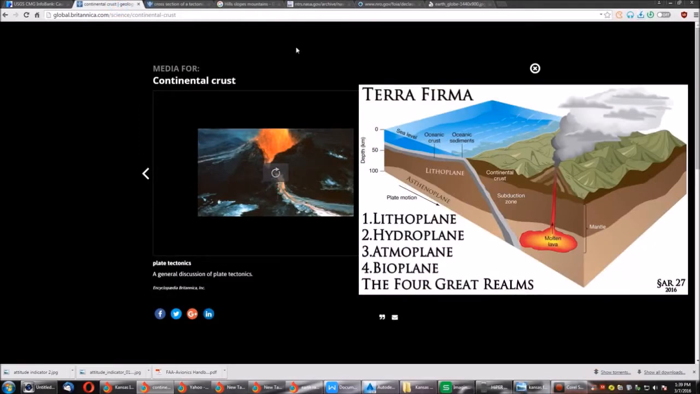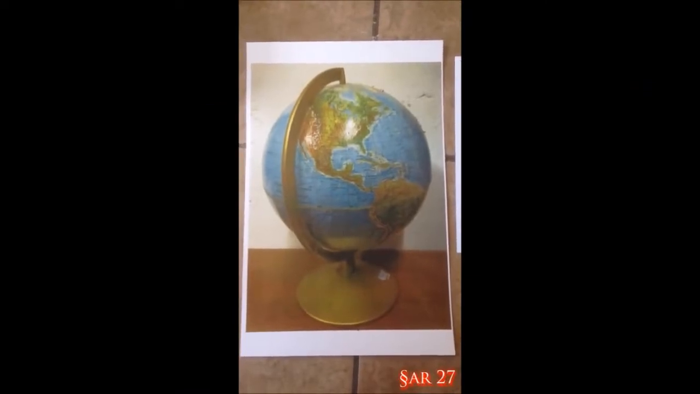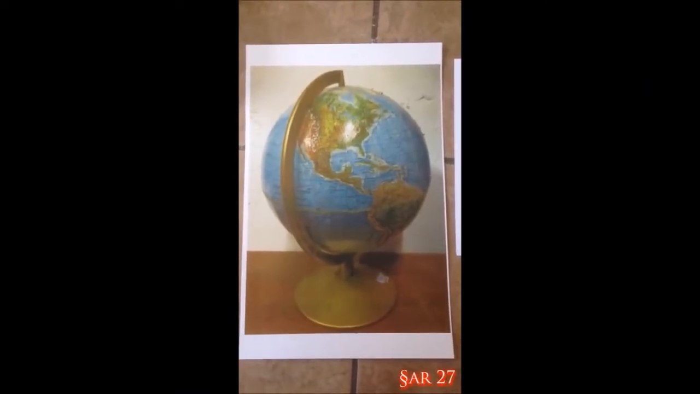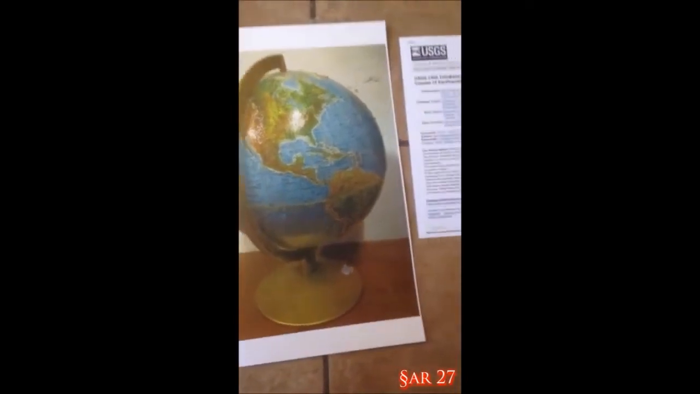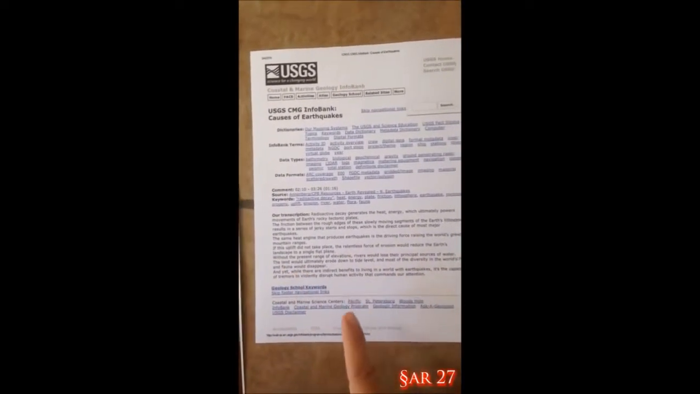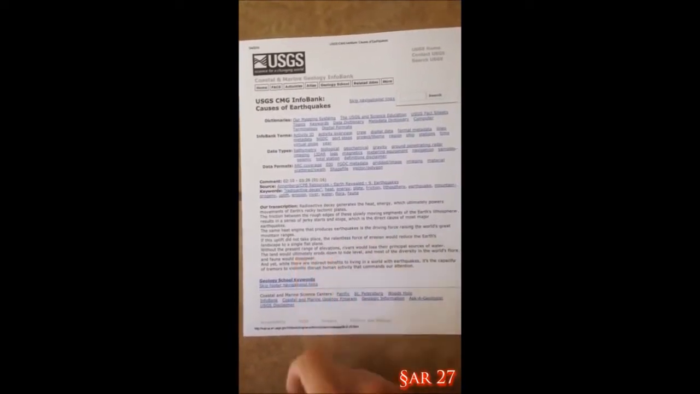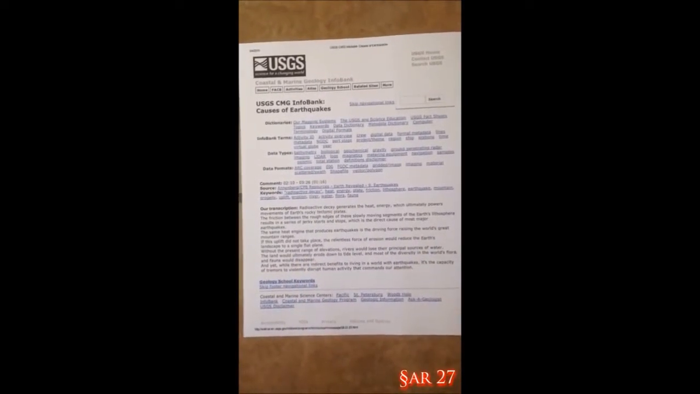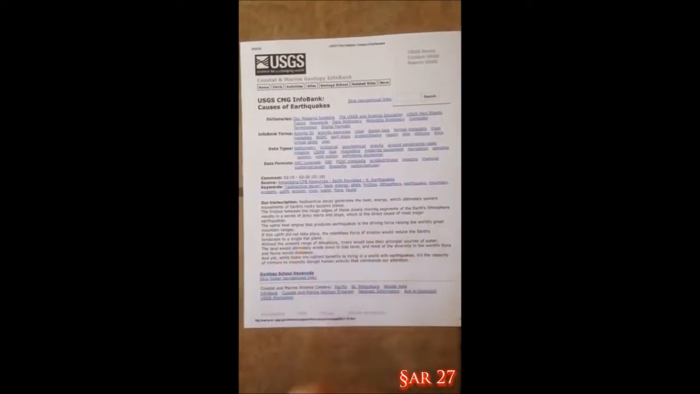Alright, this is a really quick observational experiment. This is a globe you're probably familiar with. It has its textures on the mountains and everything. And I have printed out the USGS documentation here, where if the uplift did not take place, the relentless force of erosion would reduce the Earth's landscape to a single flat plane.